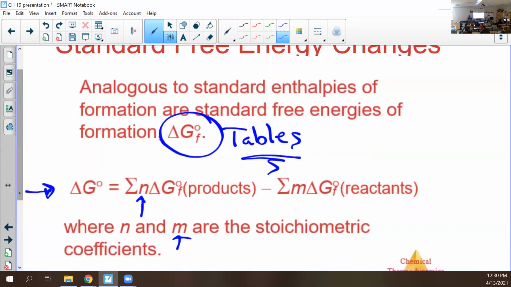The naught is not that important. It just means at the standard conditions, which are different. It's 1 atm and 0 degrees Celsius or 273 Kelvin. That's just in the table. It will tell you what they are.